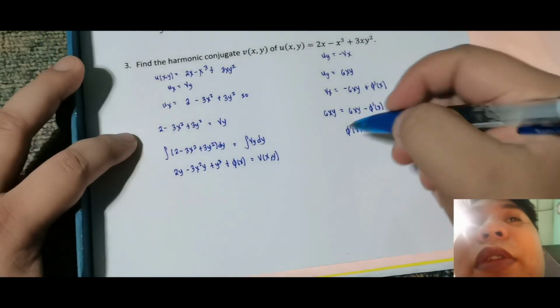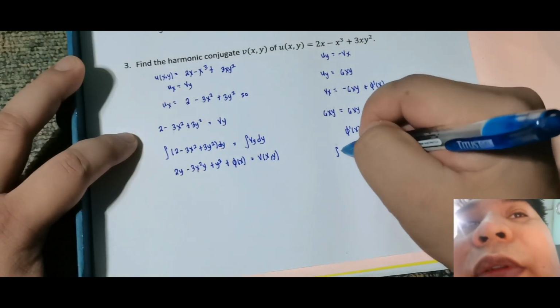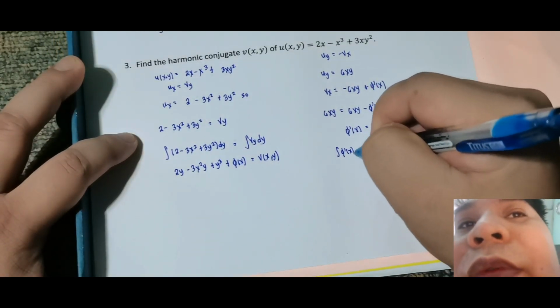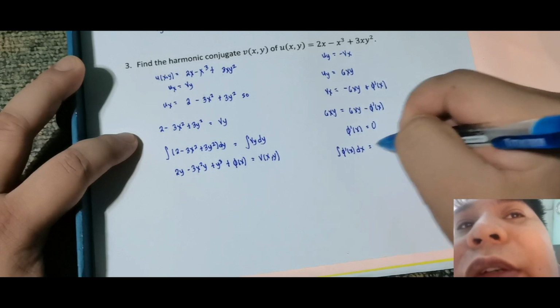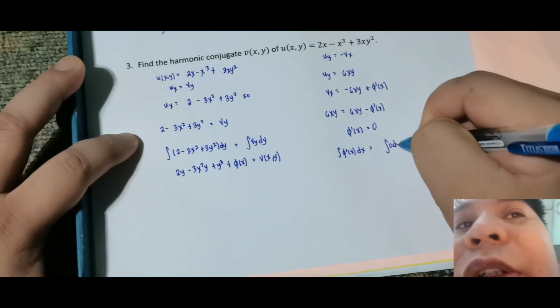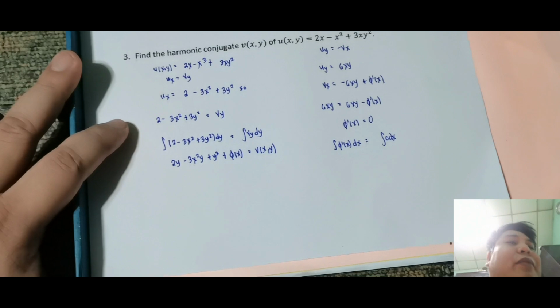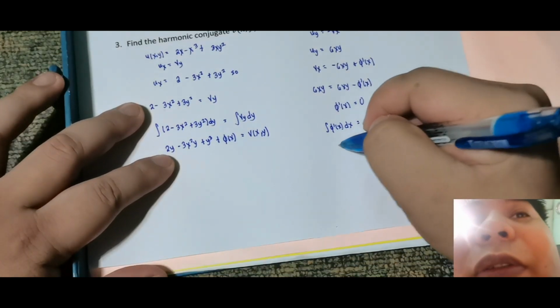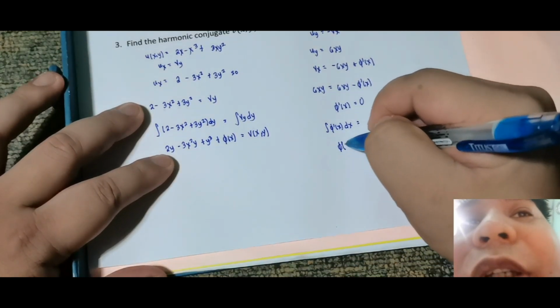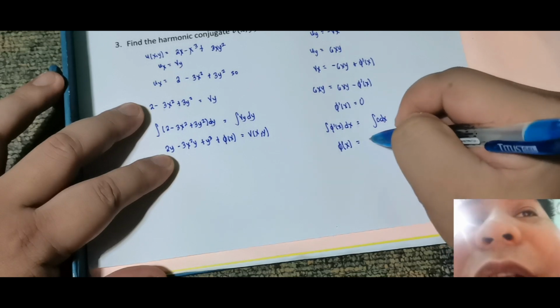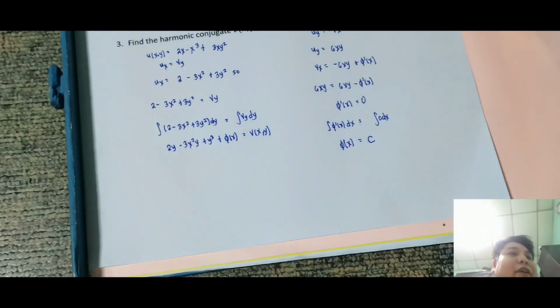Yes, possible yan. So kunin natin yung integral ng p prime of x dx equal sa integral ng 0 dx. So baka hindi nyo alam yung integral niyan. Ang integral nito ng p prime of x ay magiging p of x equal sa c. Okay, tama naman, no? Ang derivative ng any constant is 0.